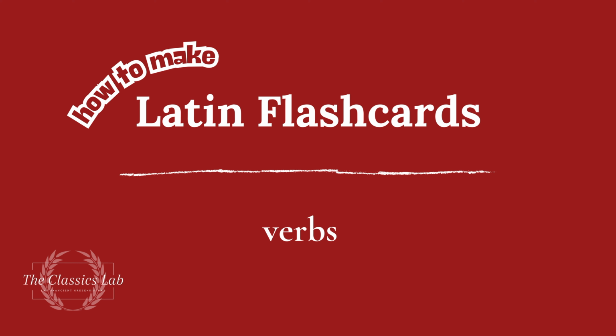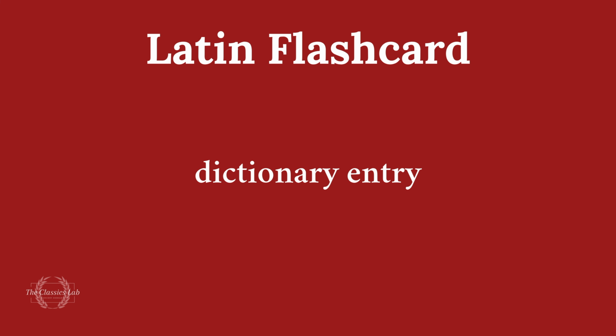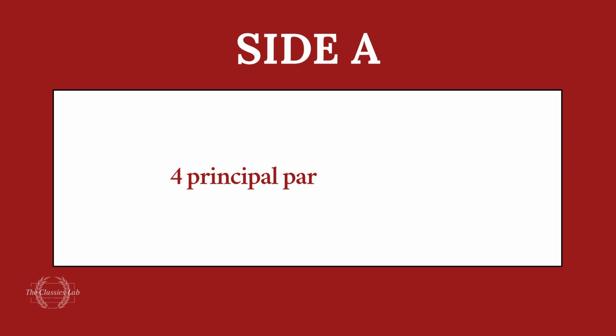Today we will be talking about how to make a flashcard for Latin verbs. To make a flashcard for a Latin verb, you must start with the dictionary entry. The dictionary entry of a Latin verb includes 4 principal parts. This means that you will write 4 words on the Latin side of your flashcard.